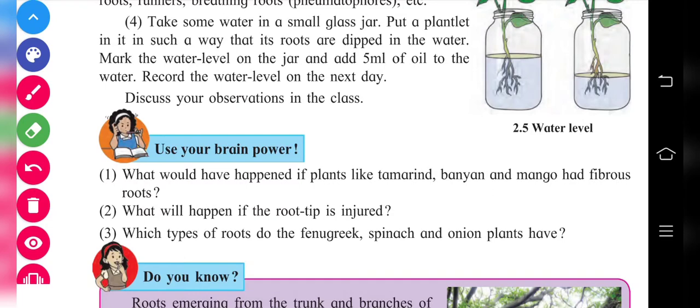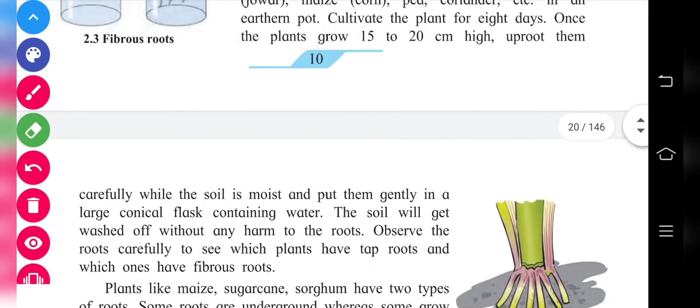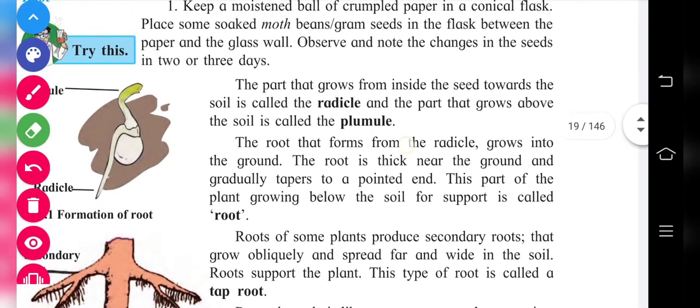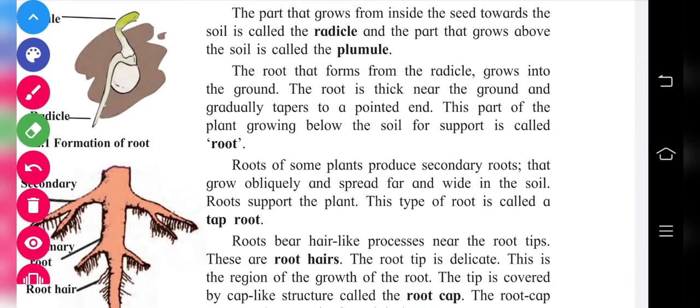Next also. So what did we study today? Today we studied the parts of a plant. Which are the parts of a plant? Root, stem, leaf, flower, fruit are the parts of the plant. After that, root. What is the definition of root? Root is the part of the plant that grows under the soil and supports the plant, okay. That is the definition of the root.